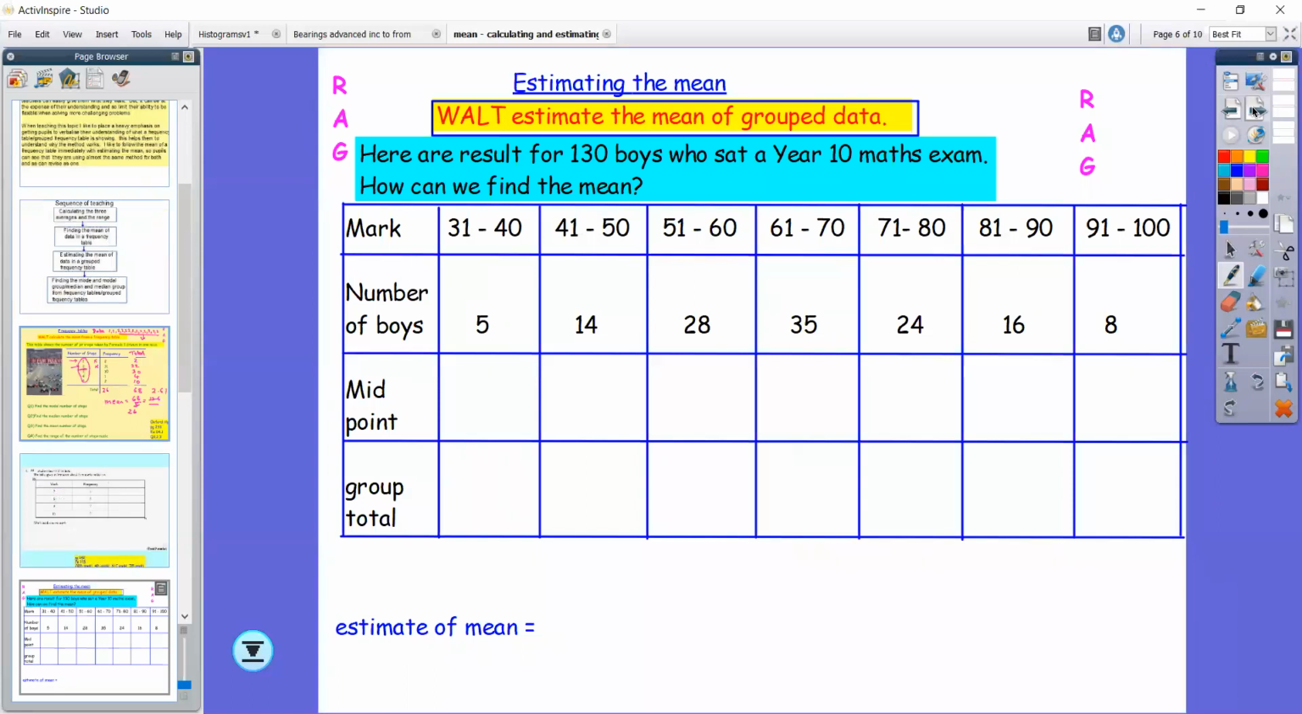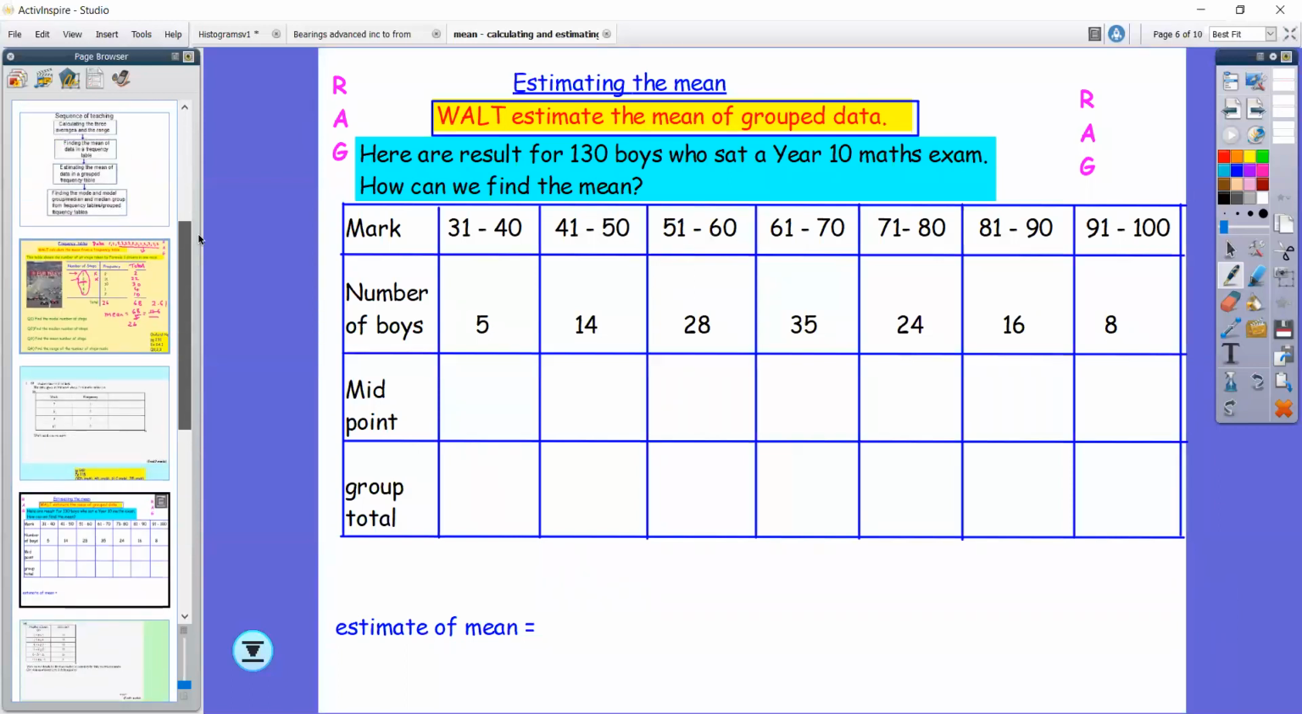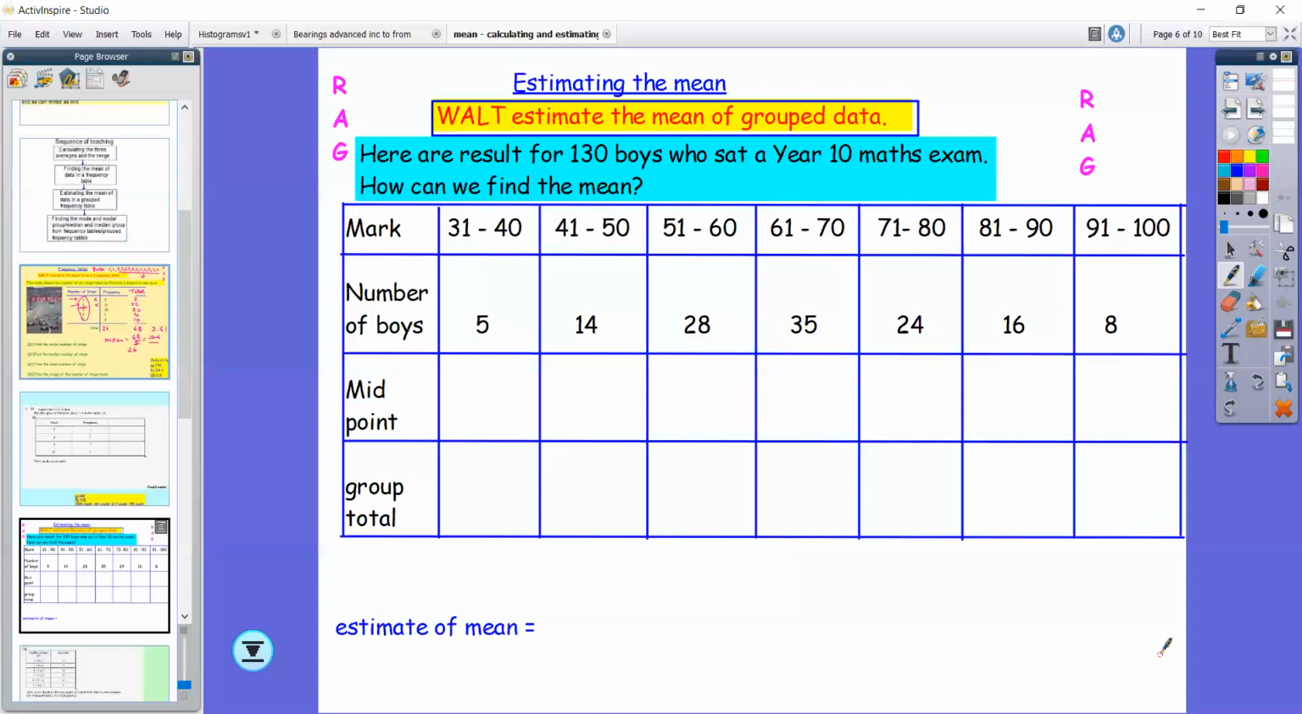Okay, so then after confident with that, we go into estimating the mean of grouped data, and I use something like this to start with. And again, a little hint here as well. I'm going to get the whole class to do this with me. We're going to do this together. So it looks like a lot of data, but that's what we're going to do.